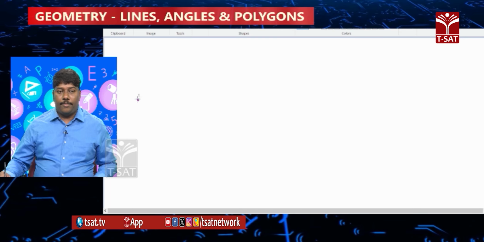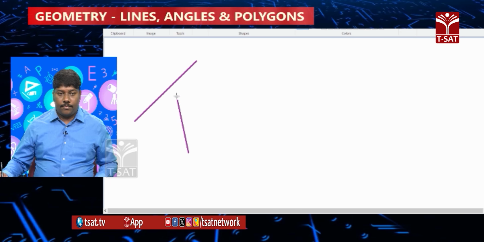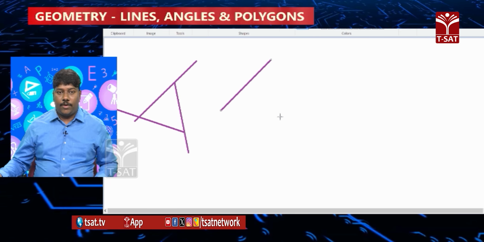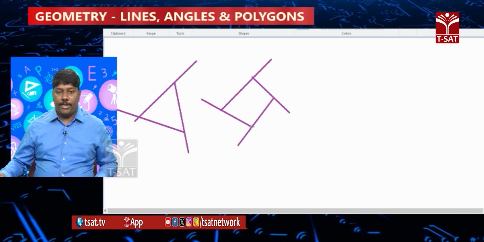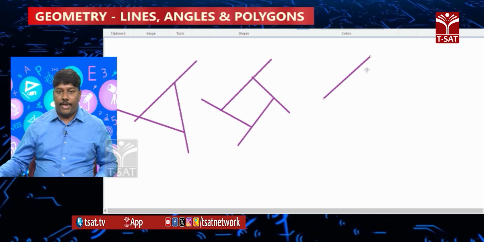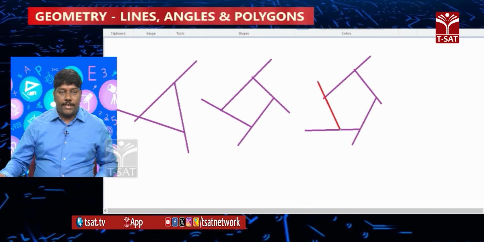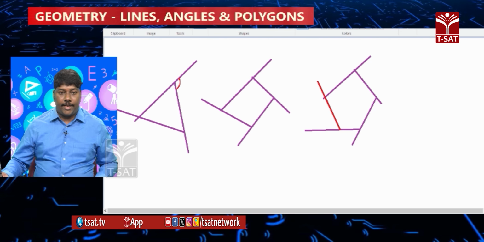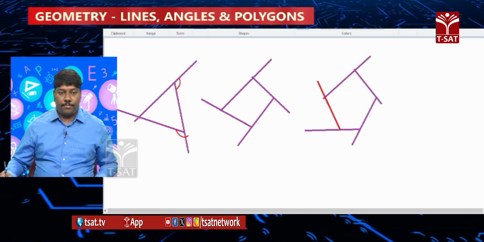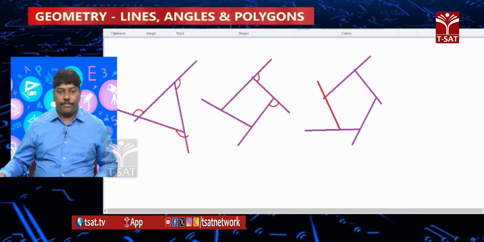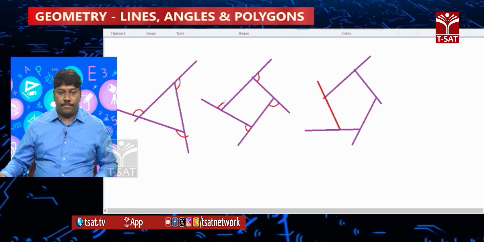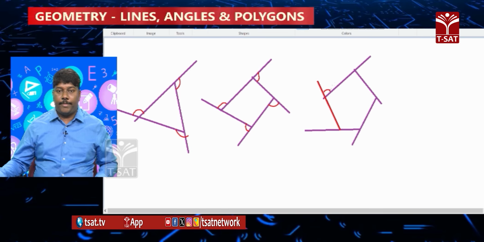Now we go for the exterior angles. Let's take a triangle. I am drawing the exterior angles. I am extending these lines. Take a quadrilateral also. I am extending them in one direction. Pentagon also. All these angles that you see here are exterior angles. So these are all our exterior angles of polygons. Now this is an exterior angle of a pentagon.